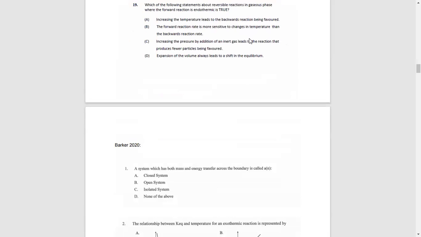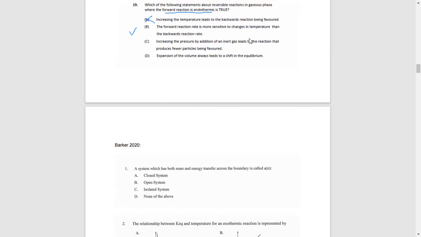Okay. Which of the following statements about reversible reactions in the gaseous phase where the forward reaction is endothermic is true? Increasing the temperature leads to the back reaction being favored. That's definitely false, because increasing the temperature leads to the endothermic reaction being favored, which is the forward reaction here. The forward reaction is more sensitive to changes in temperature than the backward reaction. That looks good, because the endothermic reaction is generally more sensitive to temperature.